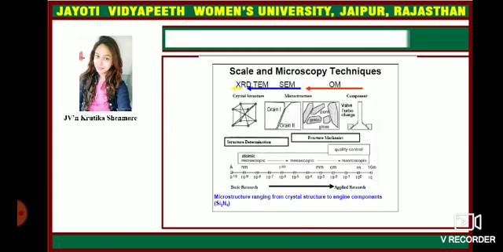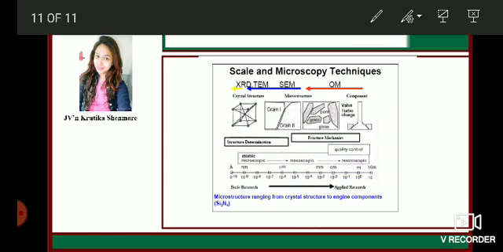So this is a scale of microscopy techniques, that is the microstructure ranging from crystal structure to engine components. So here the structure determination and the fracture mechanics, that is the cracks inside a structure, can be determined. Inside an optical microscope, we can see from a range of 10 meter to 10 to the power minus 4 millimeter, and a SEM can see between 10 to the power minus 4 to 10 to the power minus 9, and an XRD, X-ray diffraction system, can see 10 to the power minus 10.